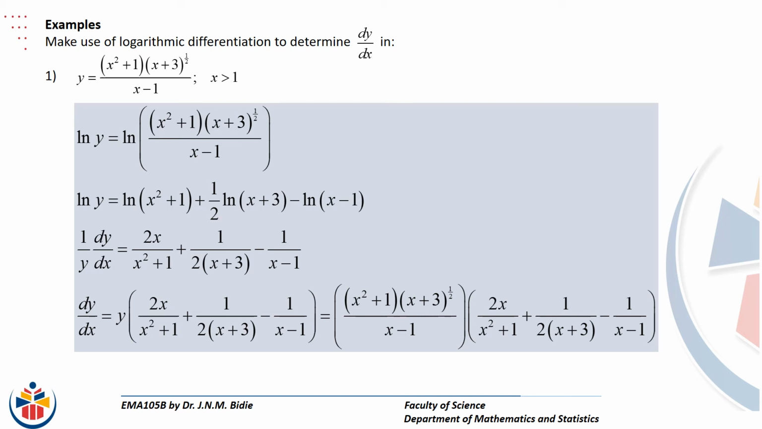The next step, step 2, requires that we simplify using the laws of logs. So therefore, the right-hand side is ln of x squared plus 1 plus. Note that we had x plus 3 all to the power half. That means it will be half times ln of x plus 3 minus ln of x minus 1, because x minus 1 was in the denominator. The next step, step 3, requires that we find the derivative of each of those terms.